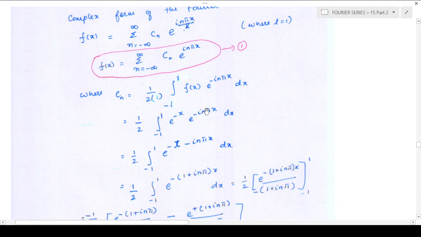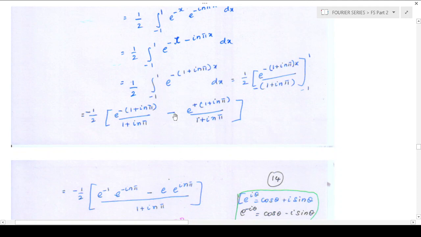Now, e power a into e power b, the powers will be added. Similarly here, e power minus x minus i n pi x. Take minus 1 outside. Integrate this. What is the integration of e power minus ax? It is e power minus ax divided by minus a. So a is 1 plus i n pi. That's it. Now apply the upper limit: wherever you have x, you apply 1 first. Then wherever you have x, you apply minus 1. When you apply minus 1, minus of minus is plus.